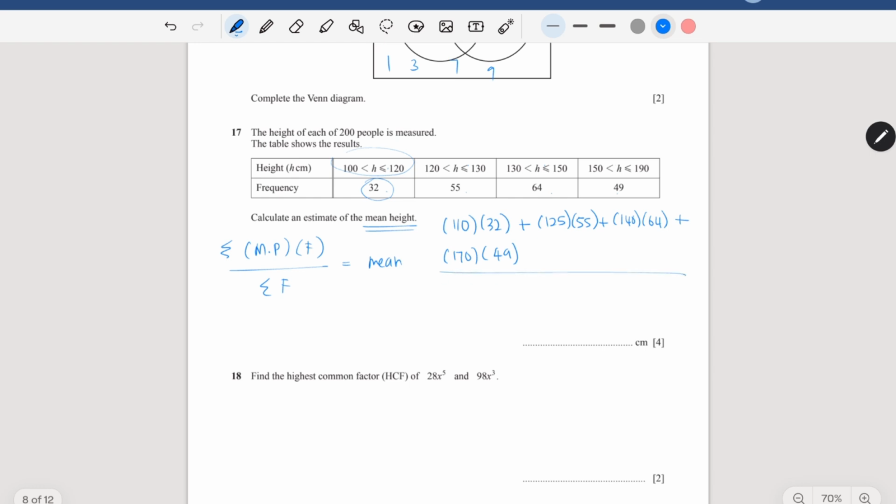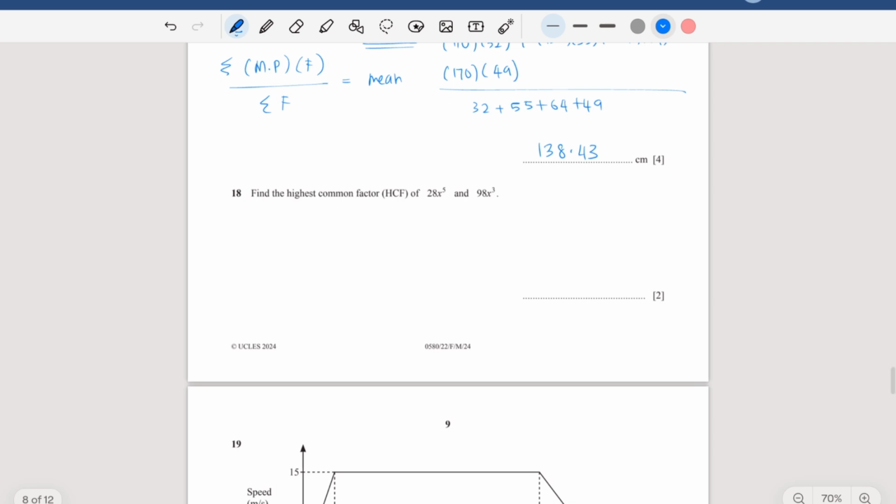Add everything and then divide by the total frequency, which is 32 plus 55 plus 64 plus 49. When you add everything together you should get 200, because they already mentioned 200. So let's solve this together. When you solve this, you will get a mean height of 138.43.